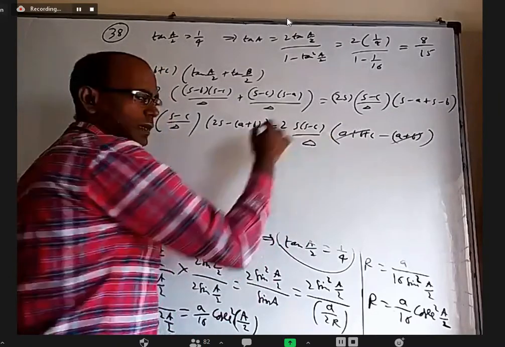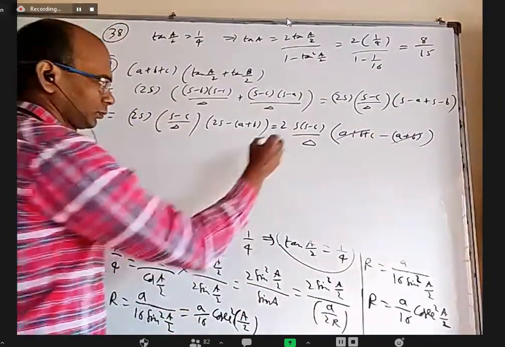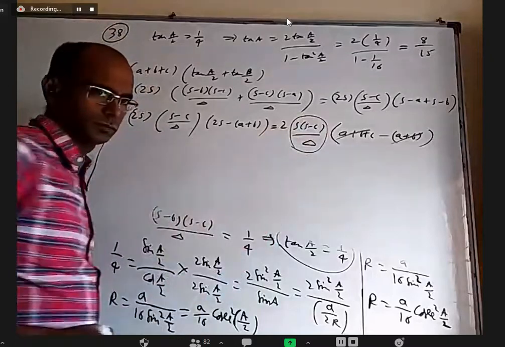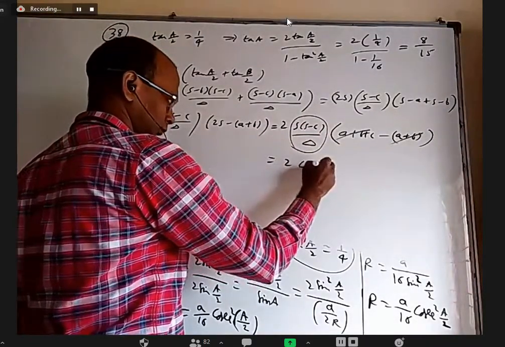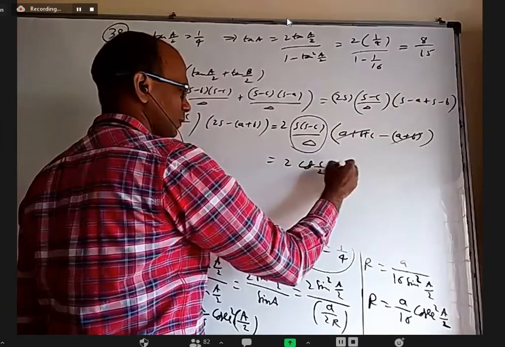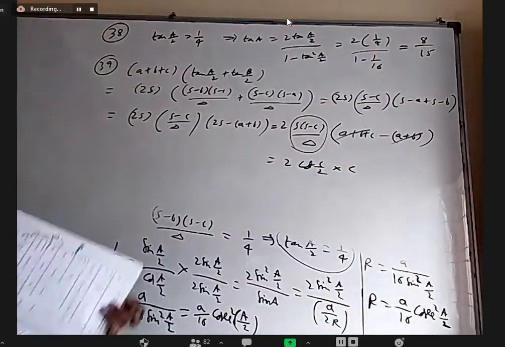2 into s minus c by delta. s into s minus c by delta, this is a formula for what? Cot C by 2. So 2c cot C by 2.